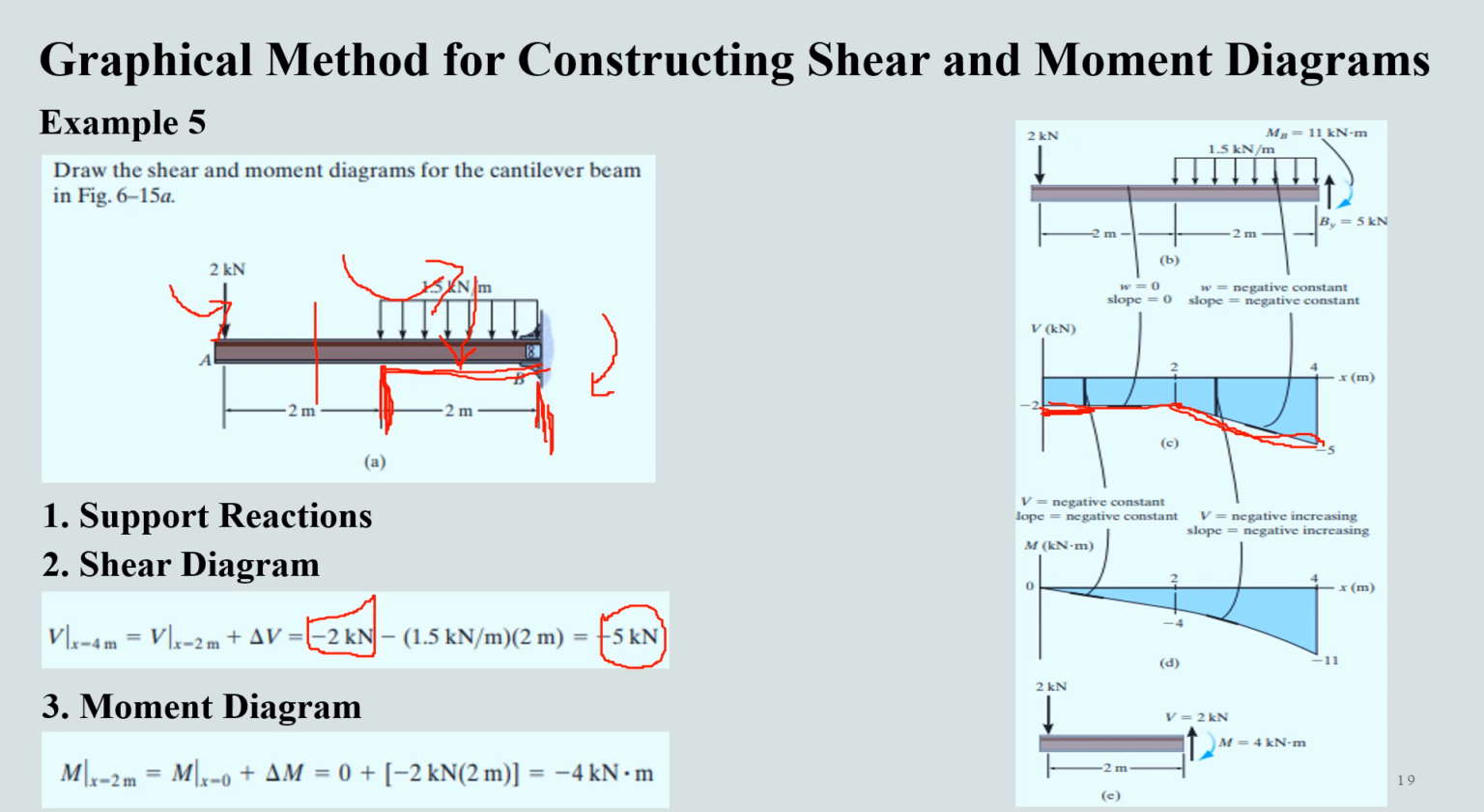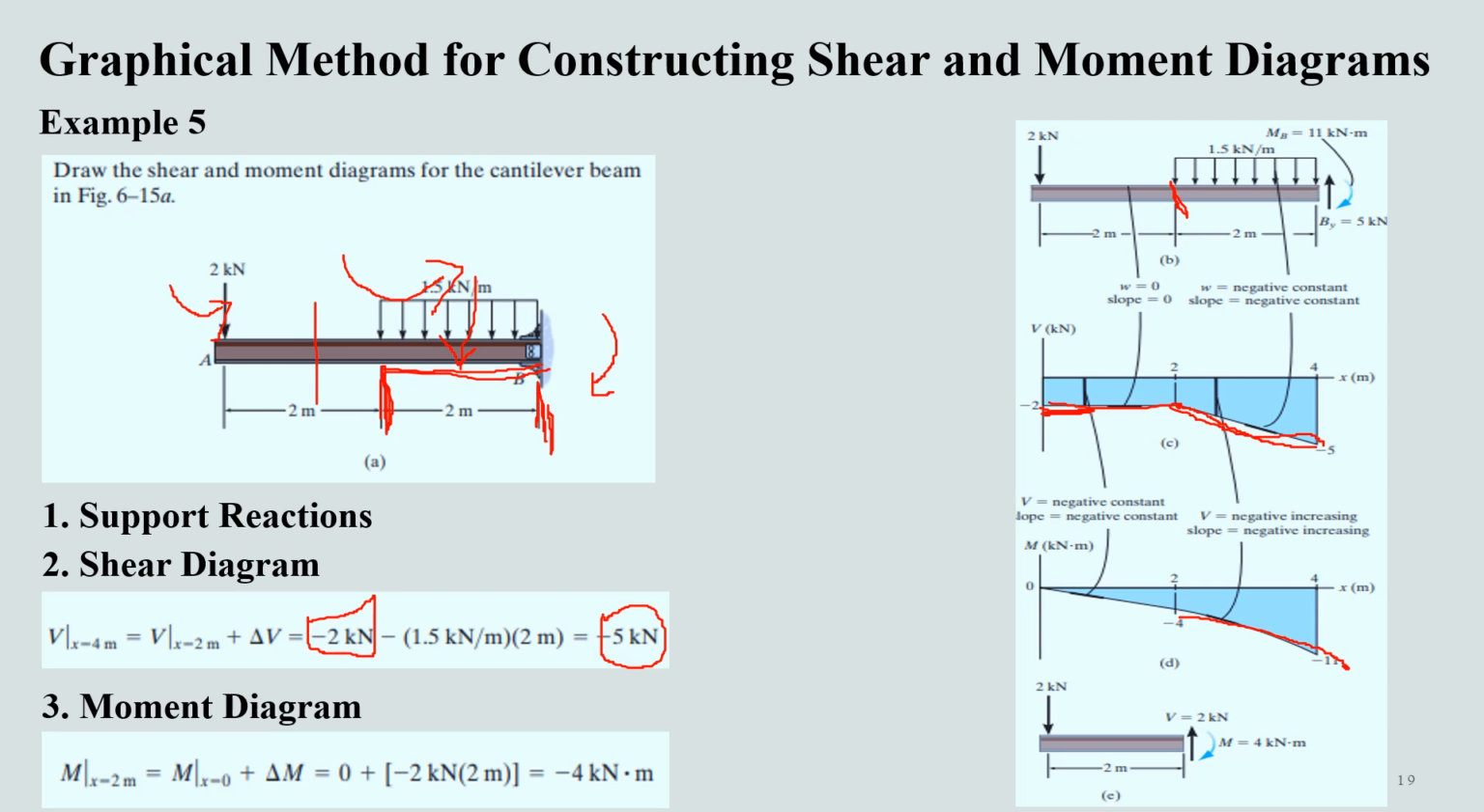If we are going towards a moment diagram, again we'll start from 0 because there will be no moment here as it is a free end, and we'll have to determine moment at this location, which will be equal to 2 multiplied by 2 minus 4, and the moment at this location of the fixed support is actually equal to minus 11, that is the moment at the fixed support.